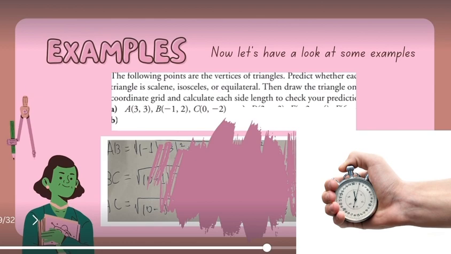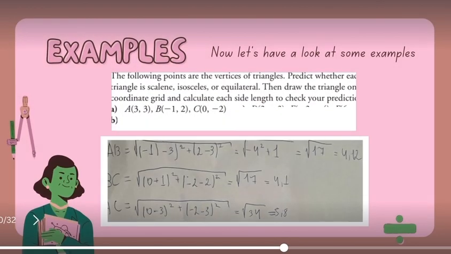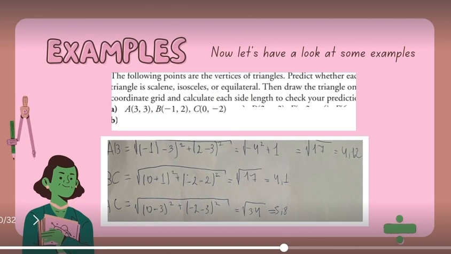Okay, so let's discuss the solution. You can see that it substituted the coordinates of a triangle into B and C. And they found out that the length of AB is 4.412. The length of BC is 4.1, and finally the AC length is 5.8. So basically we just take the X values and the Y values from each letter, A and B, and we just subtract them from each other.